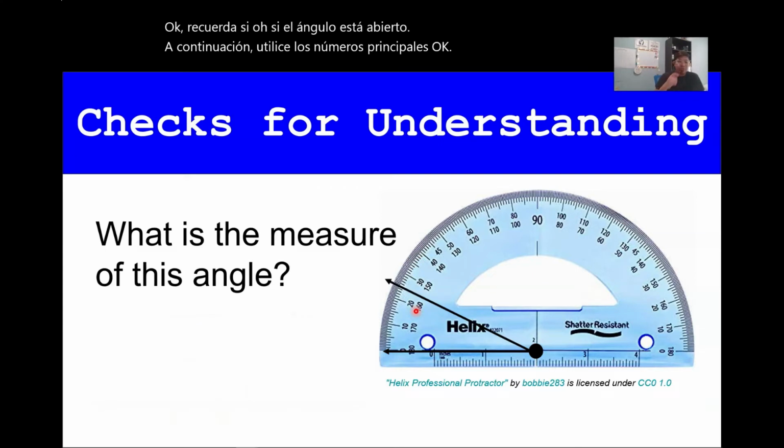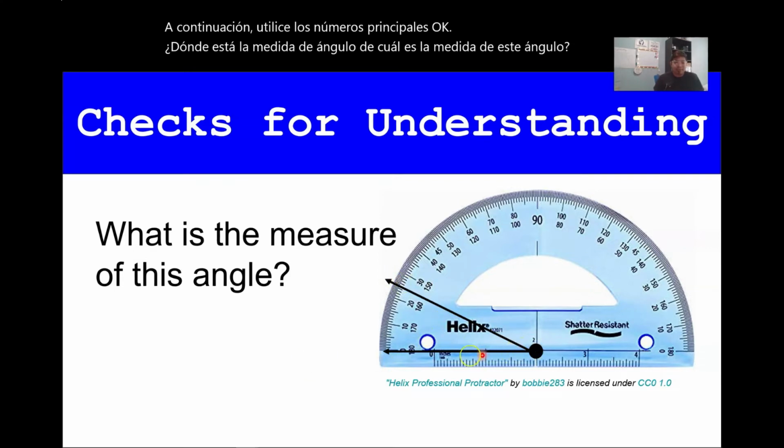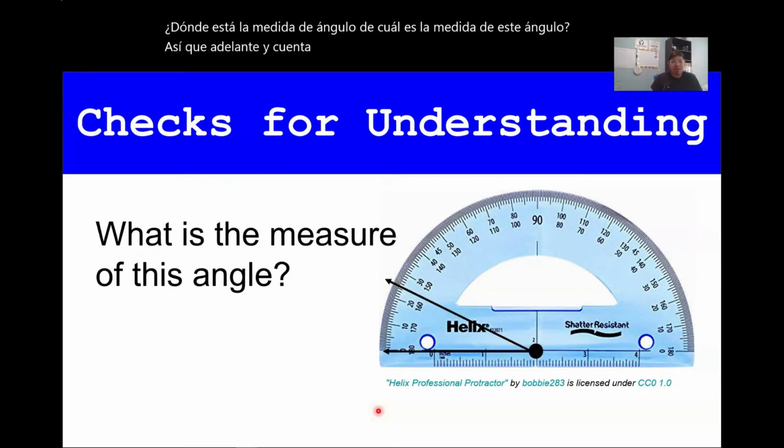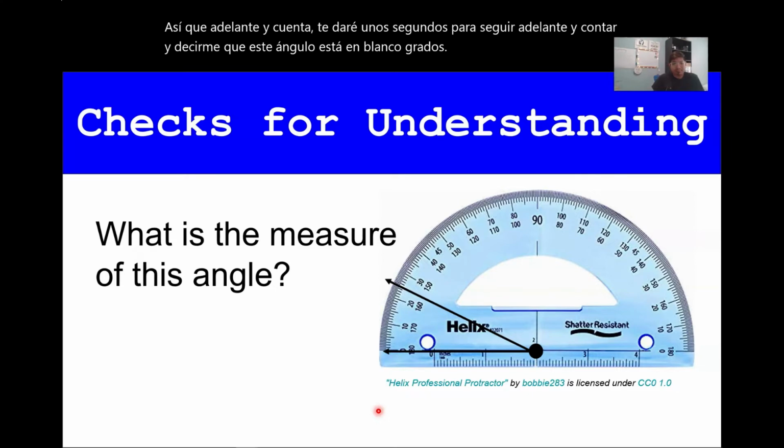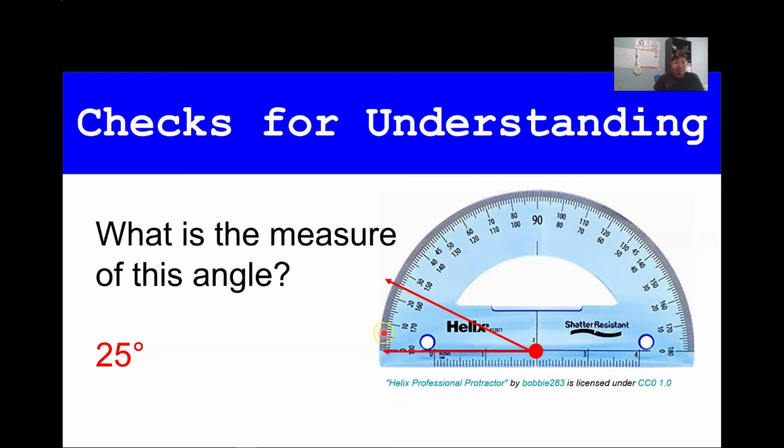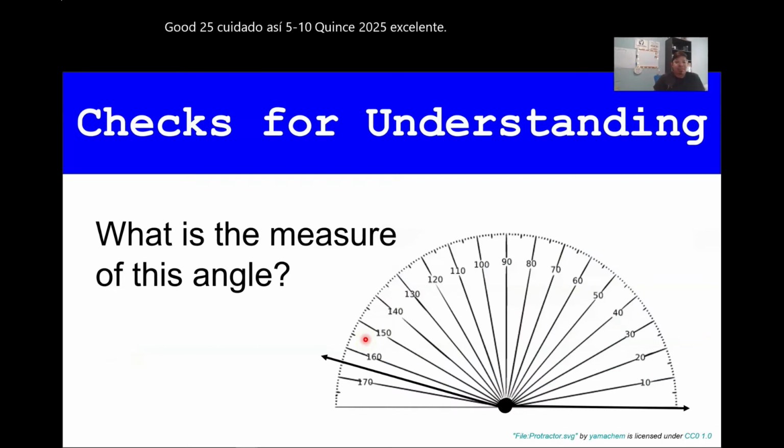What is the measure of this angle? So it's like this. So go ahead and count. I'll give you a few seconds to go ahead and count and tell me this angle is blank degrees. Good, 25, okay? So 5, 10, 15, 20, 25. Excellent. What is the measure of this angle? Oops, sorry. So this one right here, this big one right here. All the way over here. I'm gonna give you a few seconds.